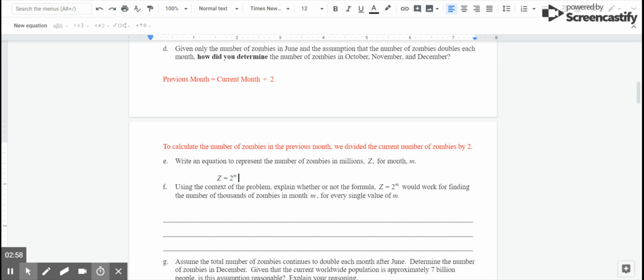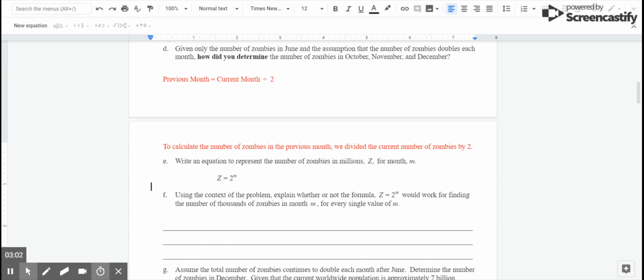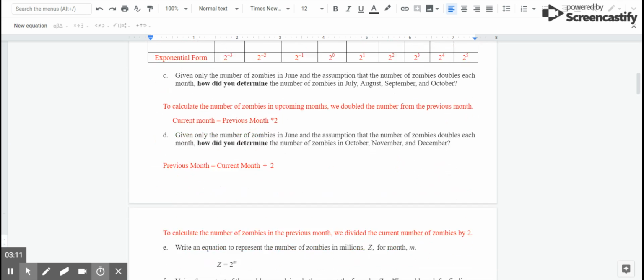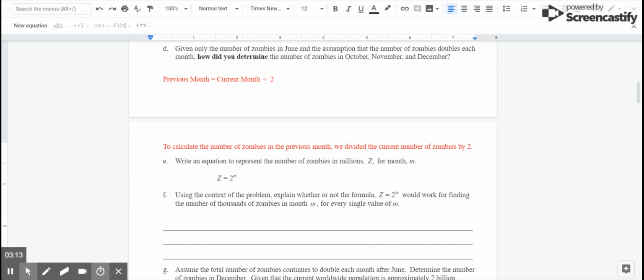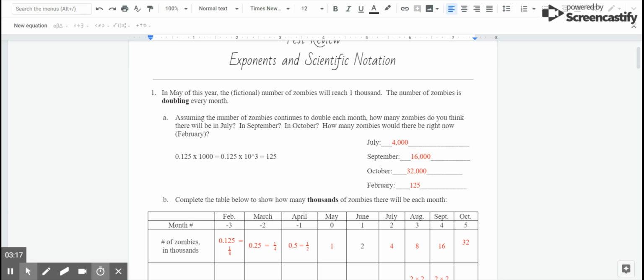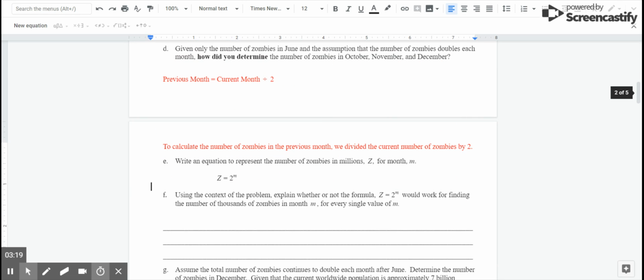So when I write an equation to represent this, I'm getting Z equals 2 to the M power because that's what's changing, right? 2 stays the same every time, but my power changes. It depends on what month it is. And that will give me my number of zombies in thousands. And I'll go ahead and change that in here. Sorry about that. Typo will be changed after this year.